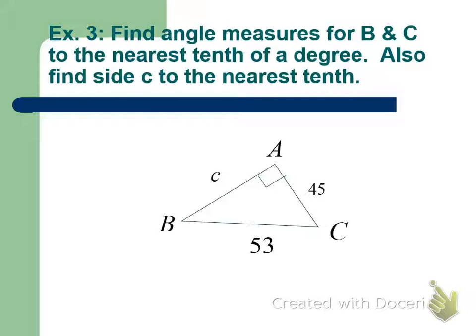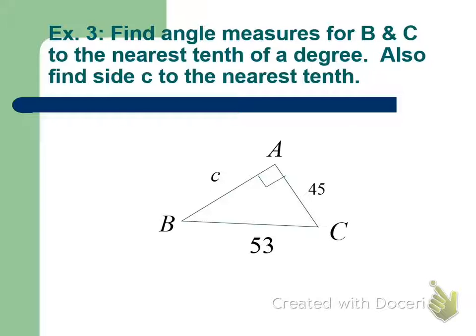Find the angle measures for B and C. Also find side C to the nearest tenth. Okay. Now, in this case, we're missing side C. Is that the hypotenuse? No.